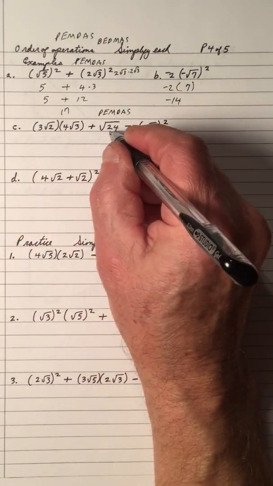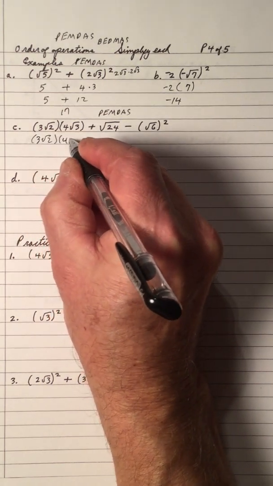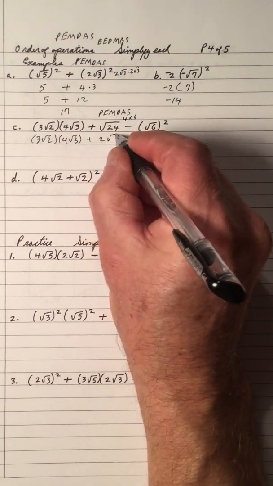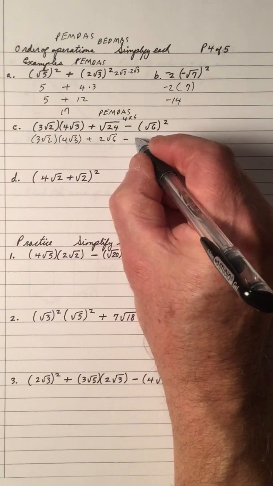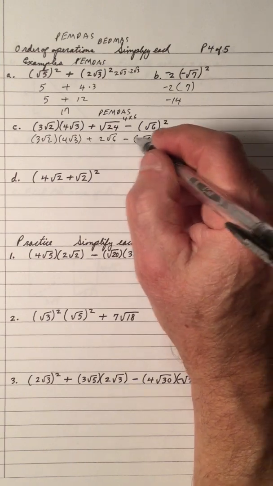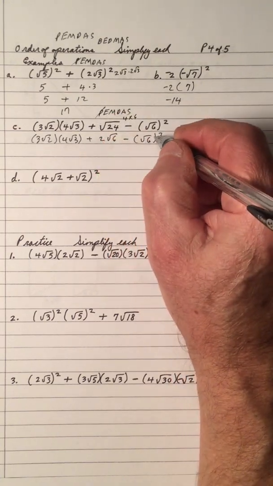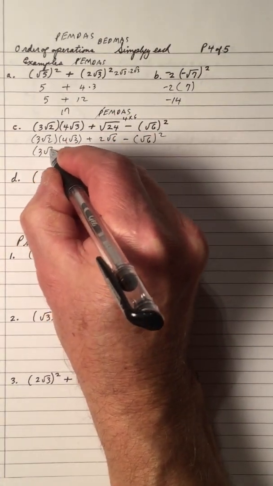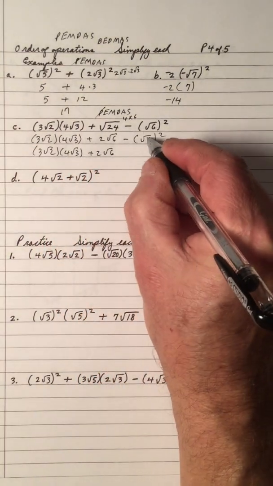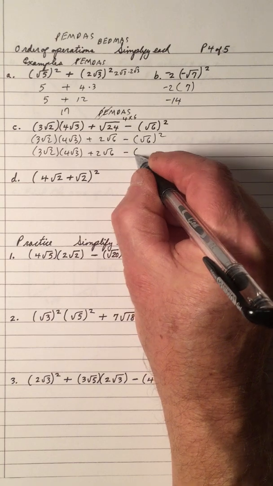This one is not simplified. Well, we can do that. 3 root 2 times 4 root 3. And 24 is 4 times 6, so that's a 2 root 6. So we have inside the root simplified. Now, let's see. Inside the root are the same as inside the brackets. So we have to do the exponents first. So we have 3 root 2, 4 root 3, 2 root 6, and I have to square, so I'm using the exponent. Root 6 squared is root 6 times root 6, which is 6.